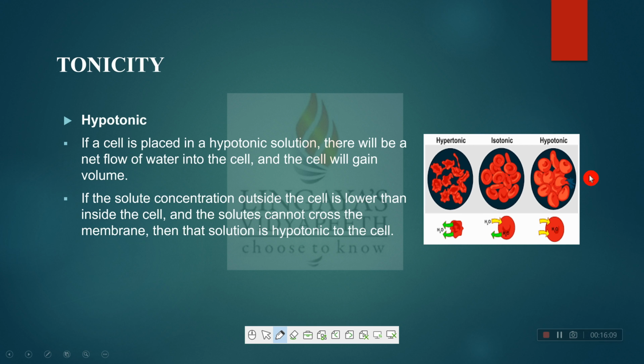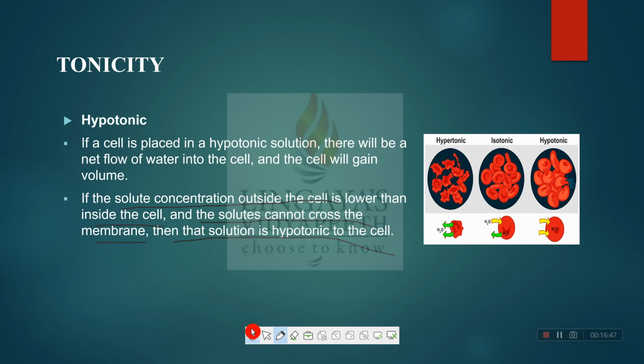The cells will swell. Take the example of raisins. When we put raisins into water, what happens? The raisins swell up because the water present in this compartment will flow into the raisins and the cell will gain volume. Now what is a hypotonic solution? If the solute concentration outside the cell is lower than inside the cell and the solutes cannot cross the membrane, then that solution is hypotonic to the cell. You can see this in the picture as well.